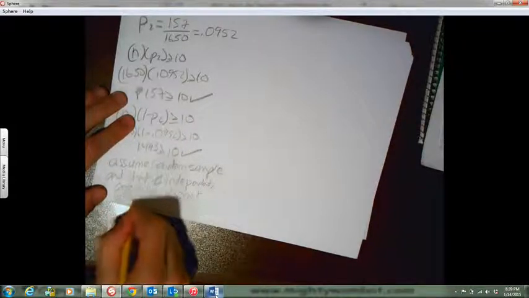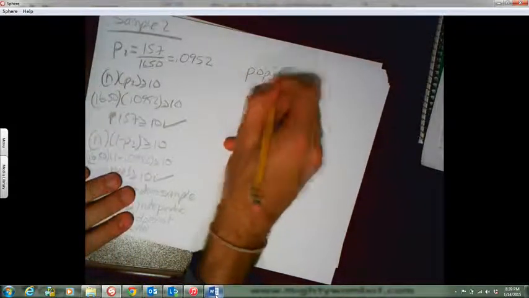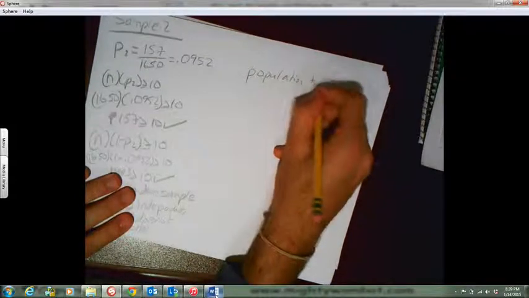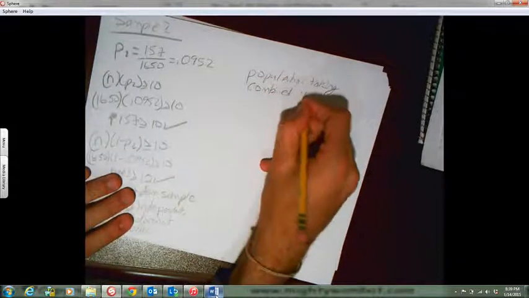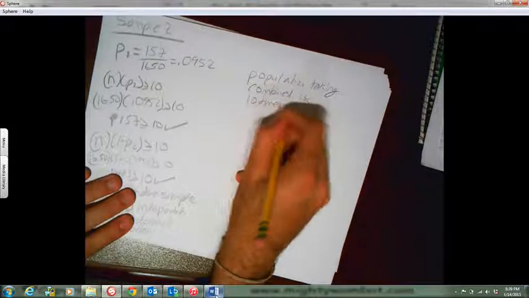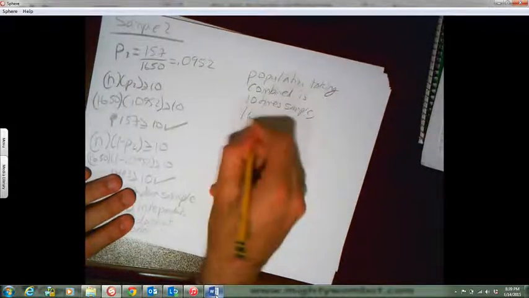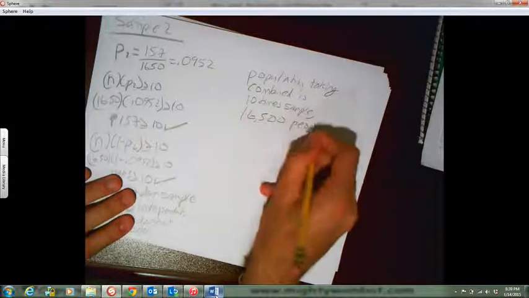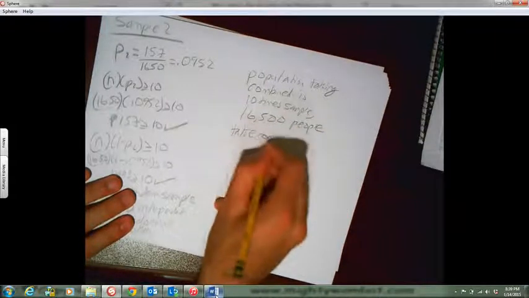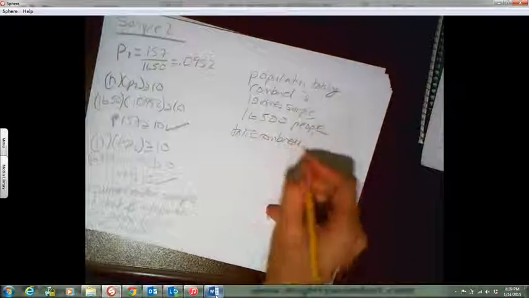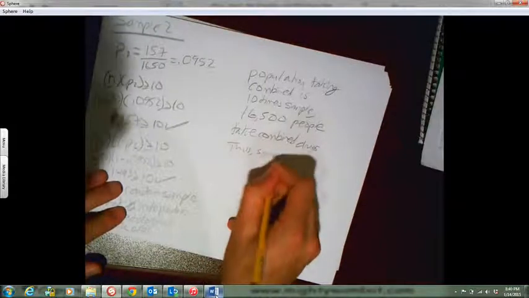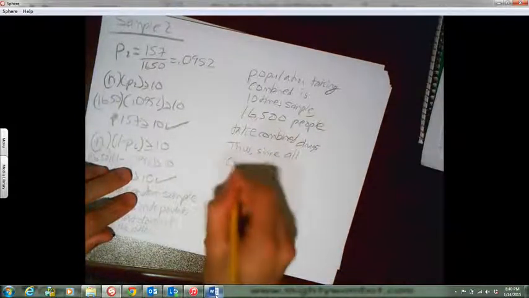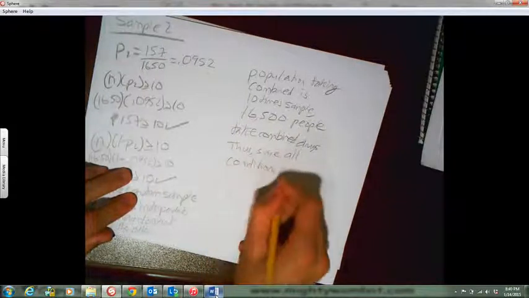And population taking combined is 10 times the sample, 16,500 people. Combined drugs. Thus, since all conditions are met, both sampling proportion distributions are approximately normal.